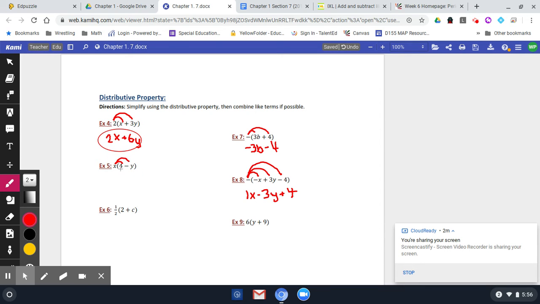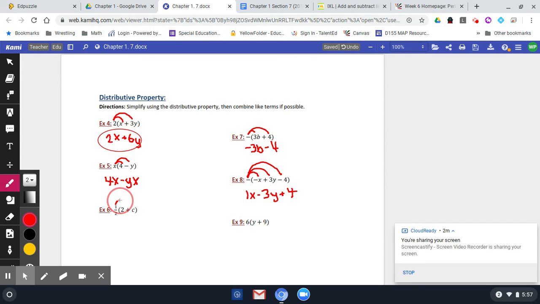Down here, we have x times 4. Well, we don't know what x is, so we can write it as 4x. And then we have x times y, which we don't know what y or x is, so we just put them right next to each other. Yx. Awesome, awesome, awesome.